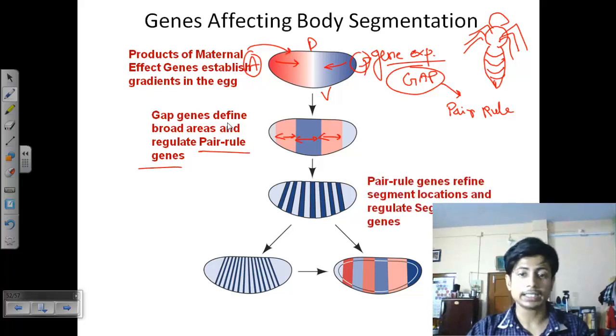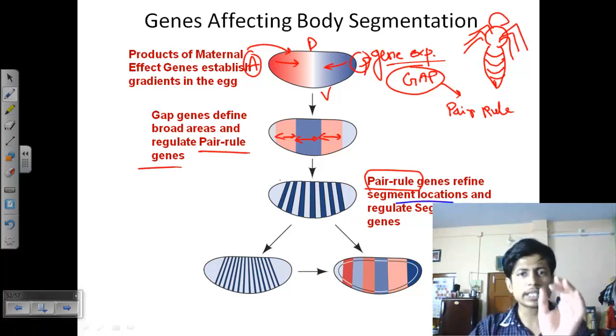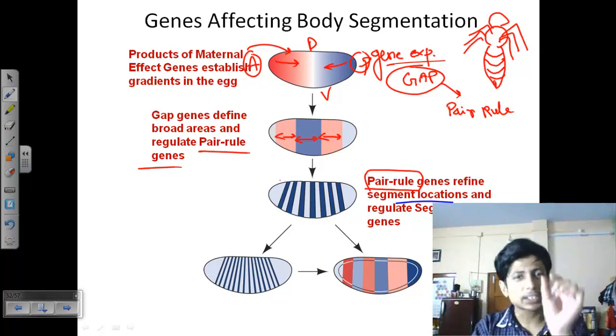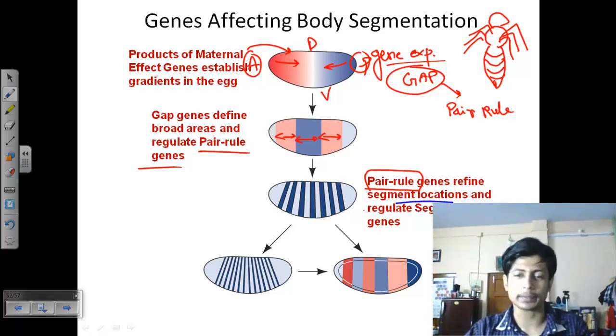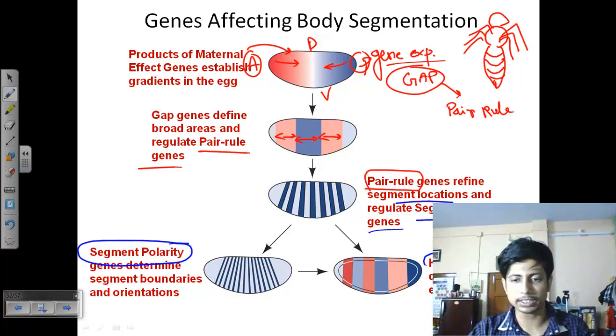Once that is designated, then another type of genes come in, which are called pair rule genes. The pair rule genes refine the segment locations, the small segment locations, which part is going to produce what. Thus all segmented locations of the body are made there and regulate the segment polarity, and then it brings in the other genes called the segment polarity genes. Finally, the segment polarity genes along with the homeotic genes are the two genes that work at the downstream level. Segment polarity genes determine the boundaries of each segment and homeotic genes define the role of each segment.